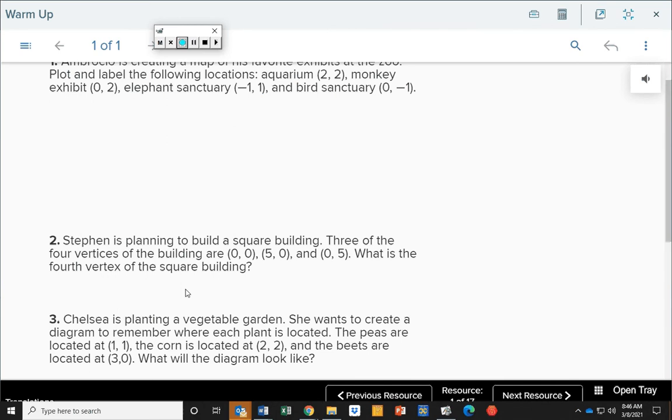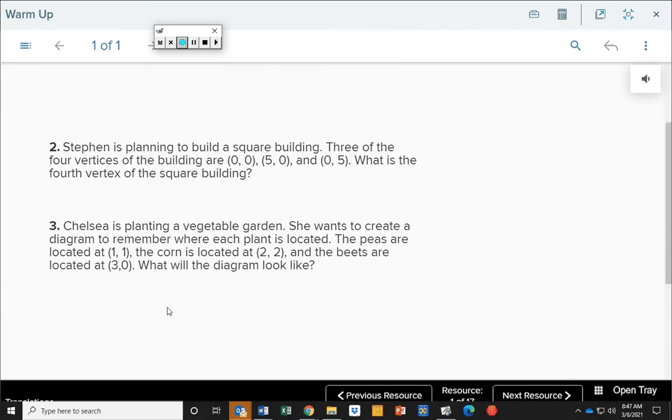Good. Okay. On number 3, Chelsea is planning a vegetable garden. She wants to create a diagram to remember where each plant is located. The peas are at 1, 1. The corn is at 2, 2. The beets are at 3, 3. What will the diagram look like? What is that going to form? Think about this. Over 1, up 1, over 2, up 2, and then over 3, up 0. What's that going to look like? It's a triangle. Good.